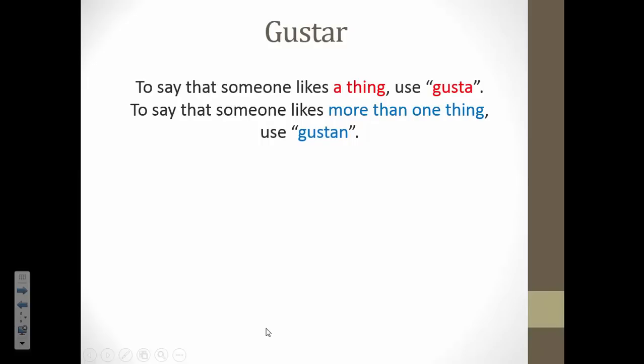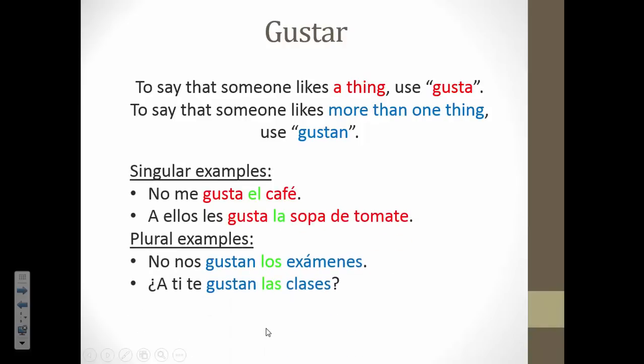Okay, now this is the new part. So we know how to use gustar to say what people like to do. Now we're going to use gustar to say that someone likes a thing or a noun, okay? So if it's one thing, you're still going to use gusta. But if someone likes more than one thing, you are going to need to put an N on the end of gusta to make it gustan.